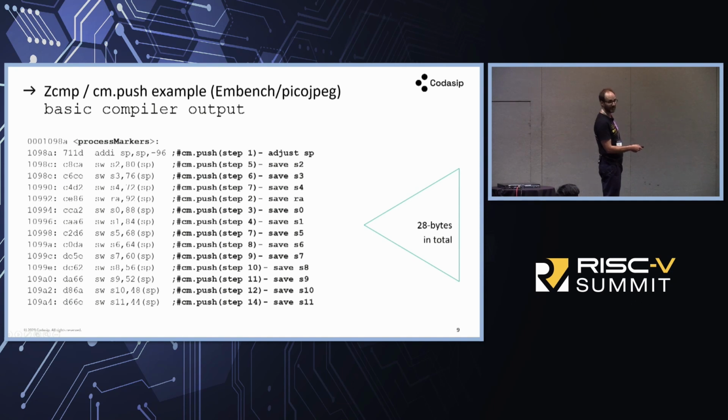And what we do is we map this onto the cm.push instruction into these 14 steps. So the same instruction will expand into those 14 32-bit instructions. So one 16-bit instruction in, 14 32-bit instructions out.